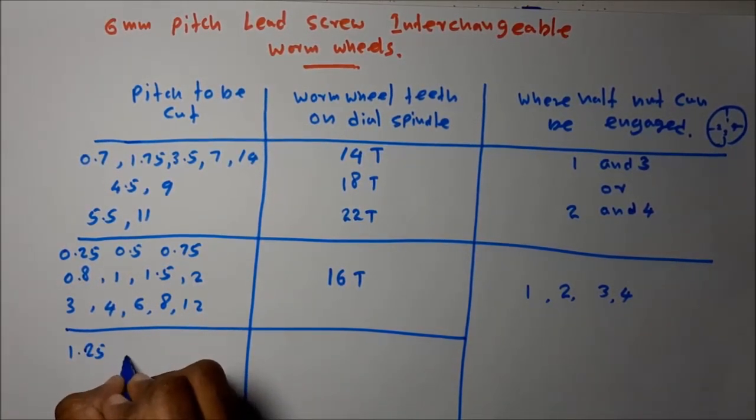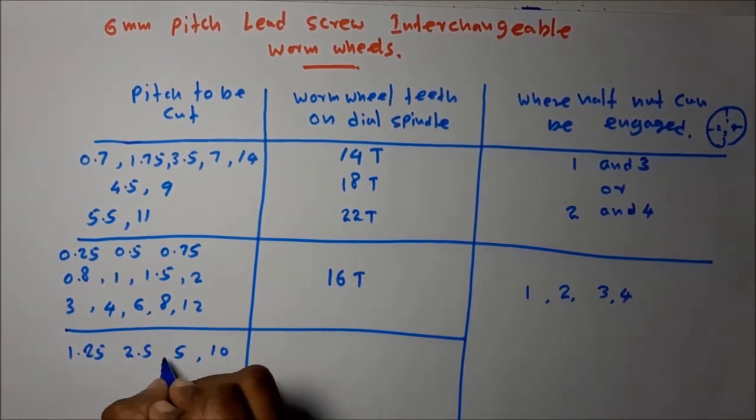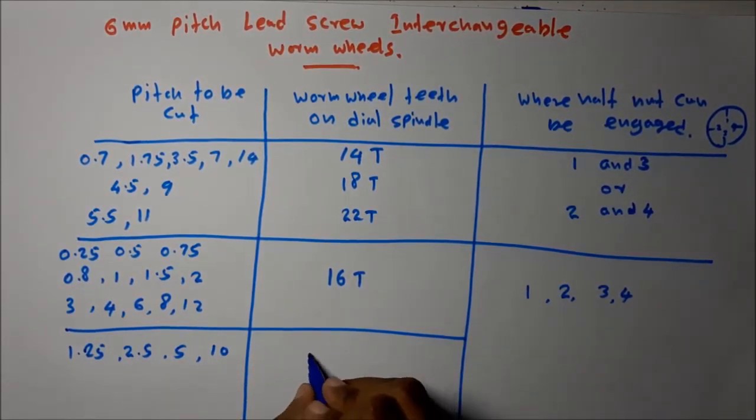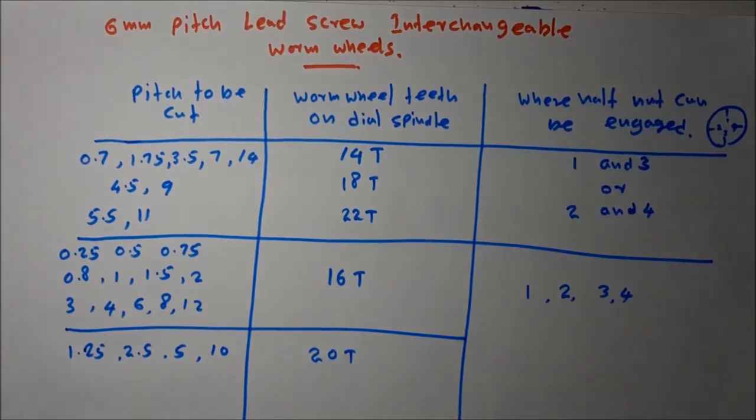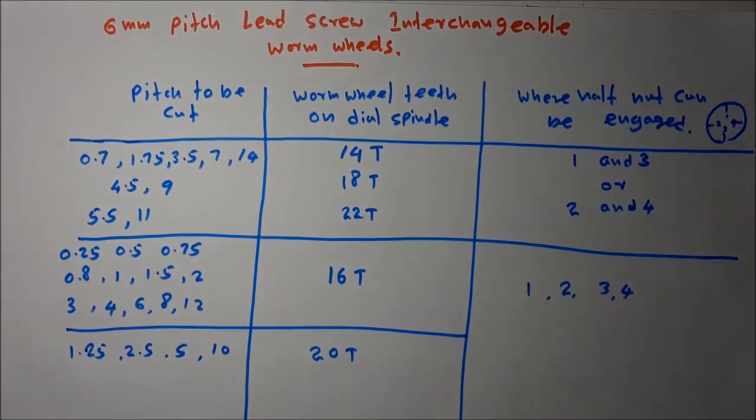Then if you are cutting 1.25, 2.5, 5 and 10 like pitch values, we can use the 20 teeth worm wheel. Then we can again engage at any position. Okay. This is the summary of the use of interchangeable worm wheels with the 6 millimeter pitch lead screw.